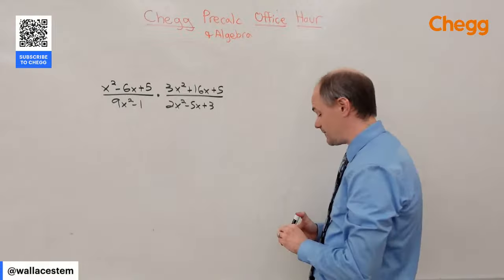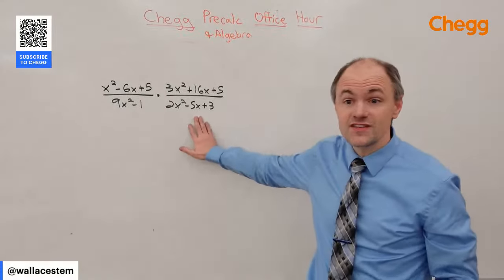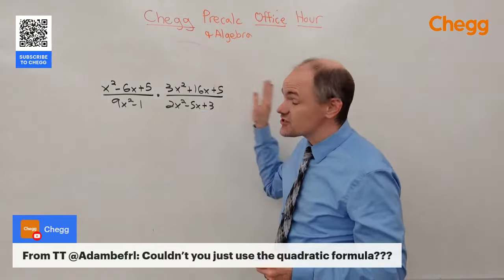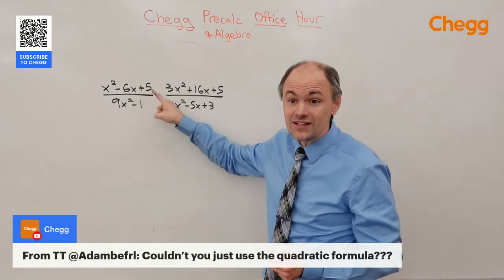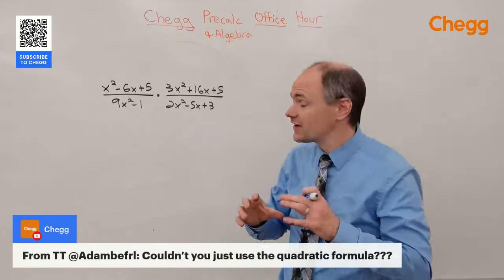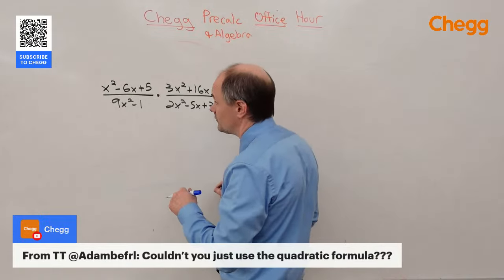I want to make sure we have time to do that. So if we wanted to simplify this expression, the quadratic formula is not going to help us at all because it's not actually equal to anything. But we still need to factor each of these terms, each of these factors, numerators and denominators.